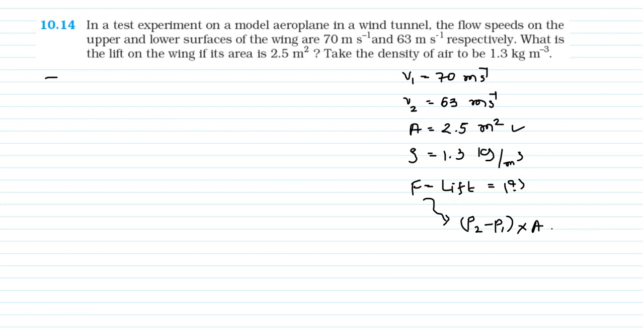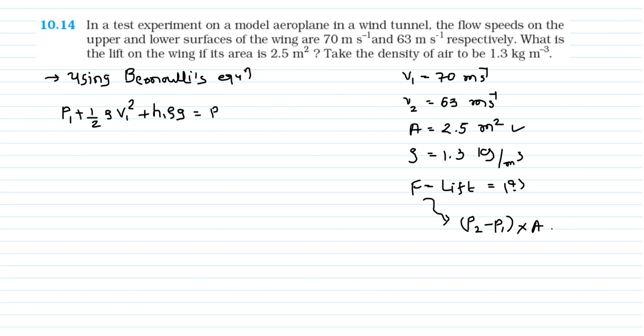Okay, that means here, using Bernoulli's equation: P1 plus 1/2 rho V1 square plus h1 rho g equals P2 plus 1/2 rho V2 square plus h2 rho g.